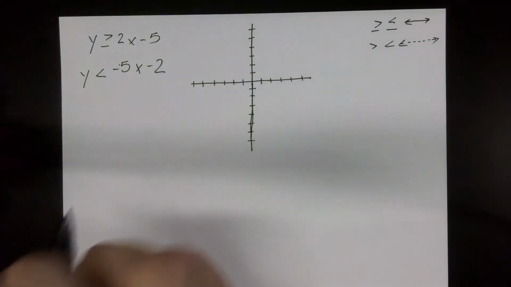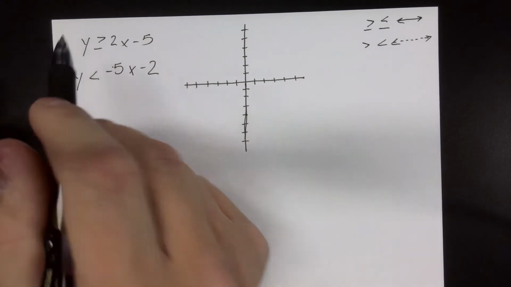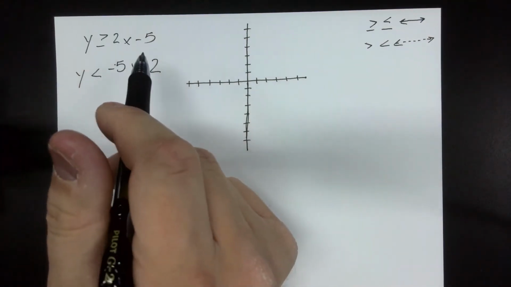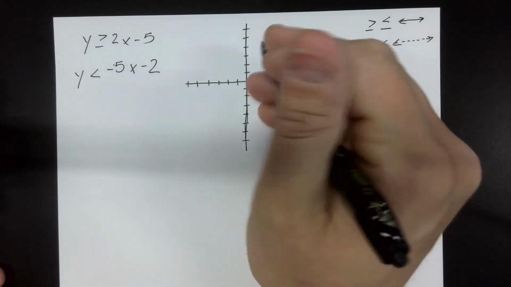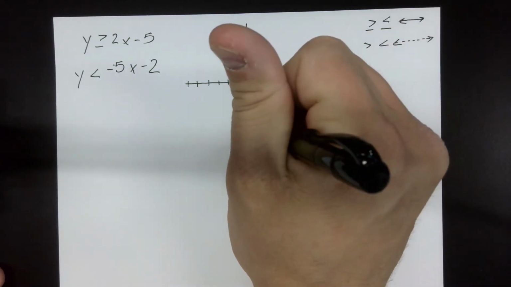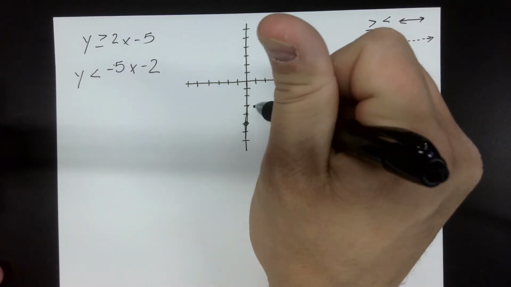So, we treat the inequality the exact same way as an equal sign. So, who could tell me how to graph the top equation? Okay, so we're going to go down 5 first. We're going to put a dot. From there, we're going to go up to over 1.